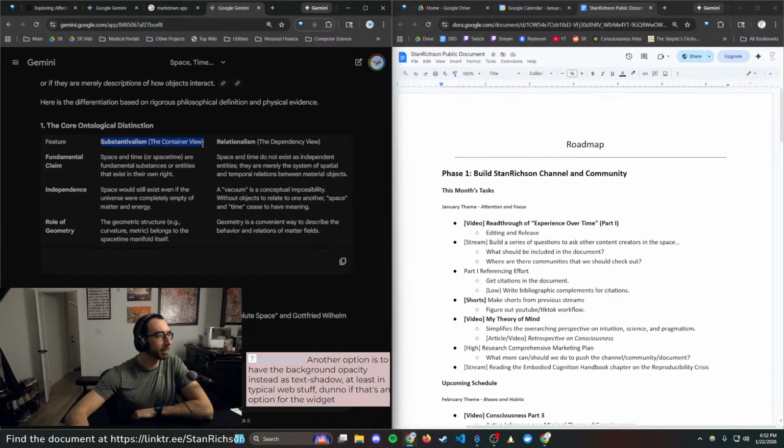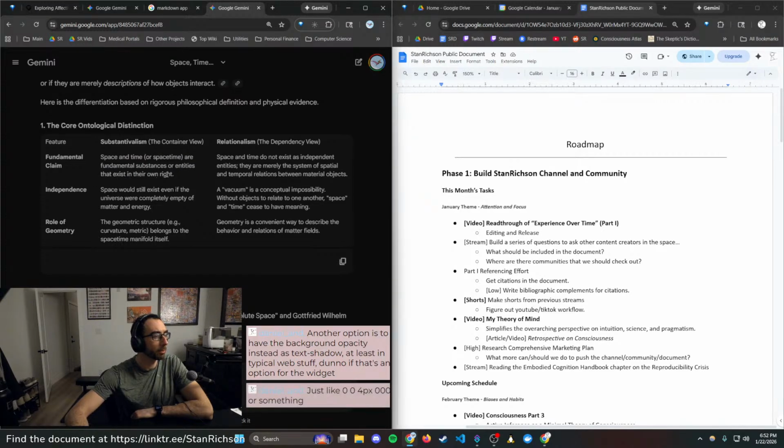So substantivalism, the container view. Space and time are fundamental substances or entities that exist in their own right. Space would exist even if the universe were completely empty of matter and energy. The geometric structure belongs to the space-time manifold itself. And then relationalism, the dependency view. Space and time do not exist as independent entities. They are merely the system of spatial and temporal relations between material objects.